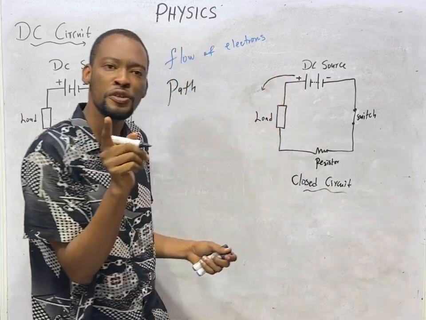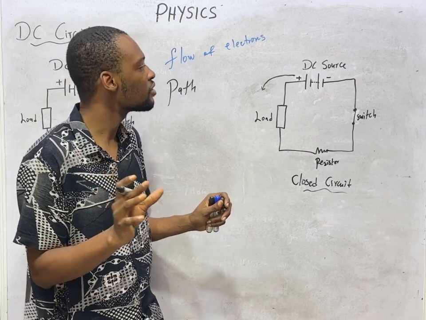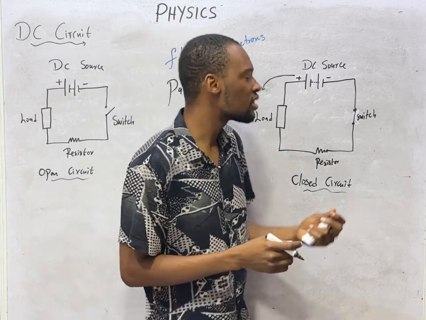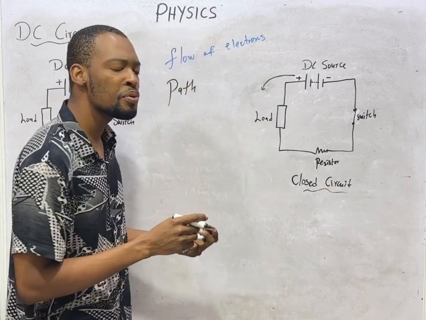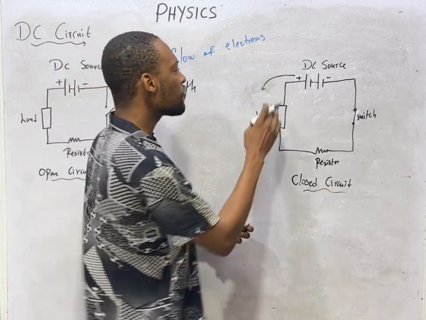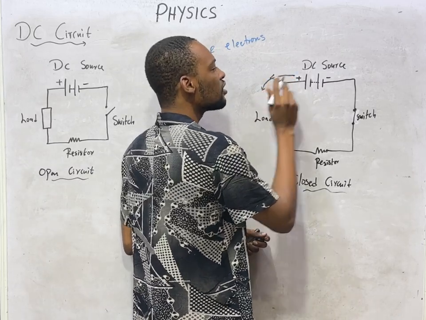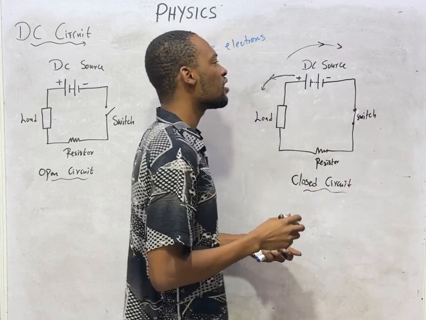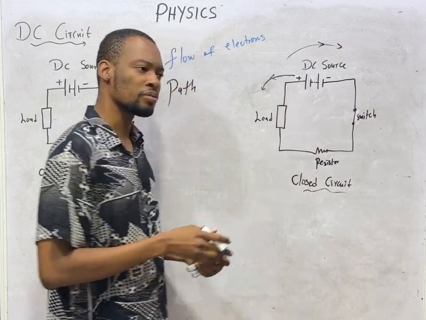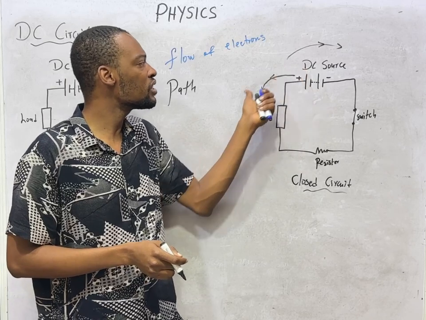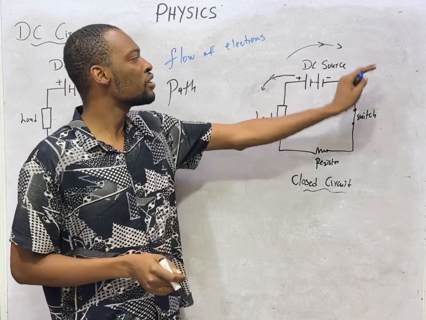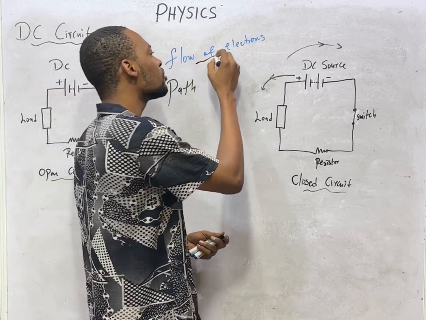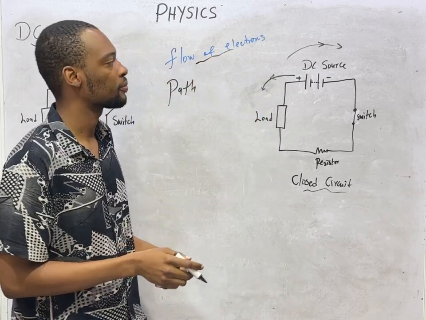Now look at where the confusion is. Look at where the issue is. Current will flow from positive. Now, I told you that electrons flow in the opposite way to current. So if current is flowing this way, electrons will flow the opposite way. Now, if you are very smart, you will ask a question. If current is flowing this way and electrons are flowing from the negative side, how come we say that current is the flow of electrons?